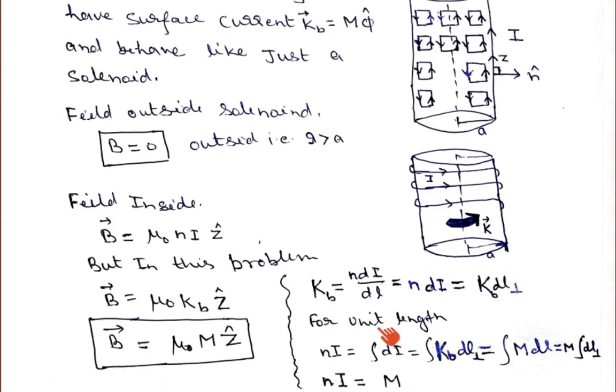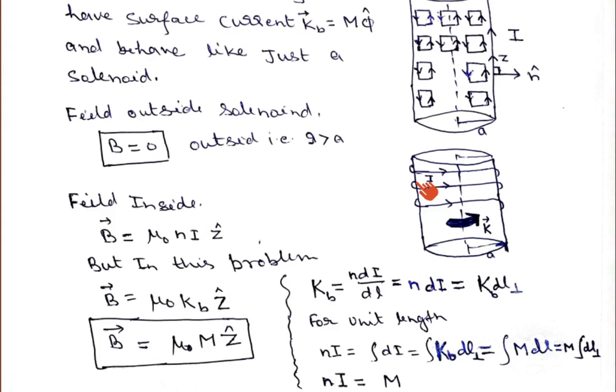Okay, or we know that this is unit length, so we can find out this n dI. NI is equal to, by integrating n dI, integral K_b dl perpendicular, where K is the surface current density, K perpendicular into dl perpendicular. So that means we can write this current in terms of surface current density, or surface current density can be written in terms of I and number of turns in the solenoid.